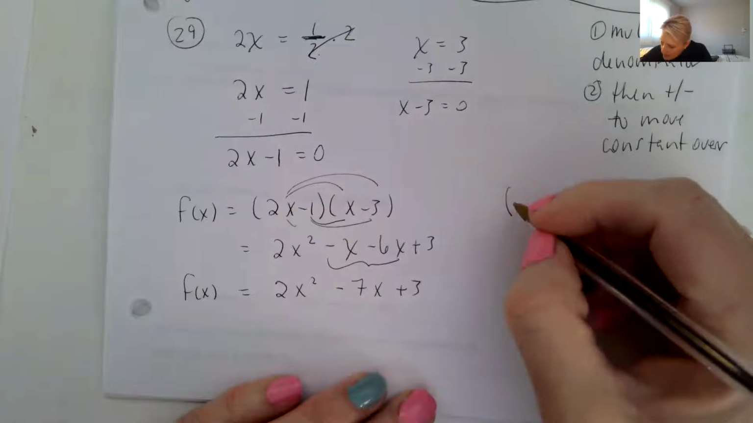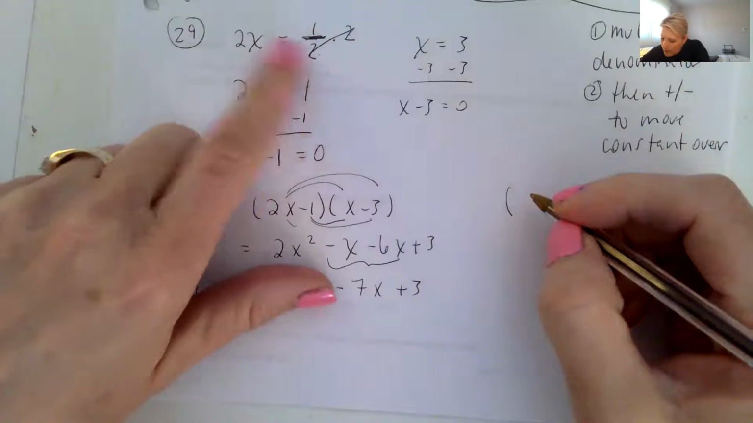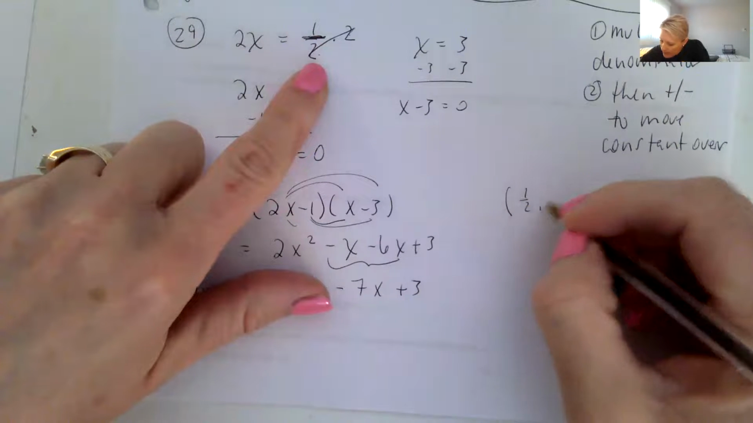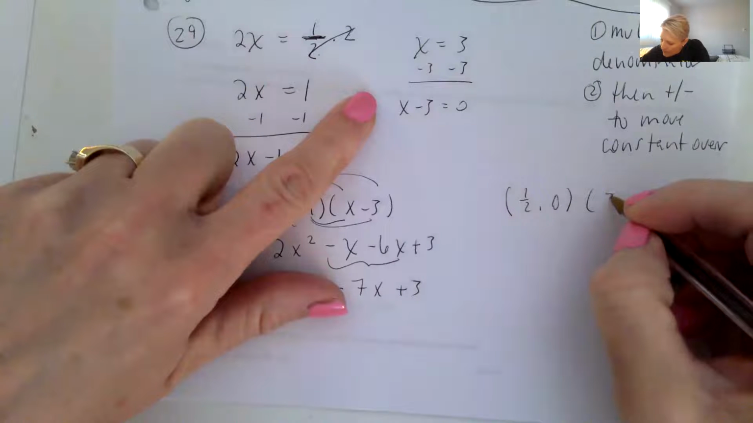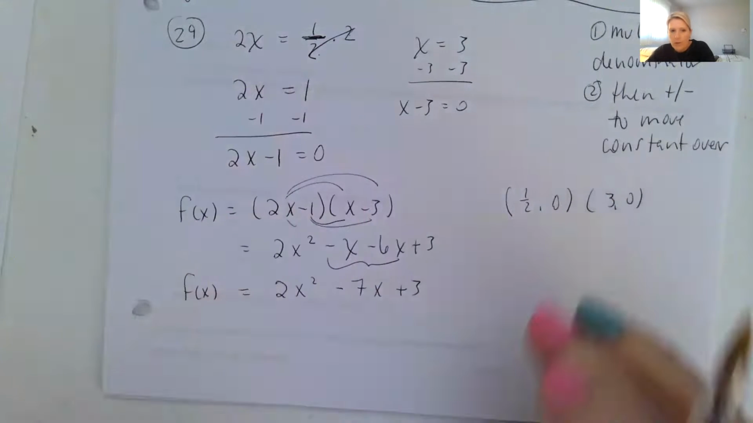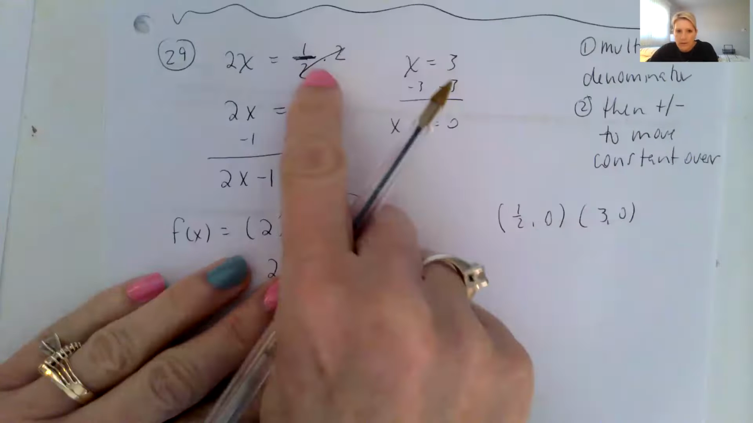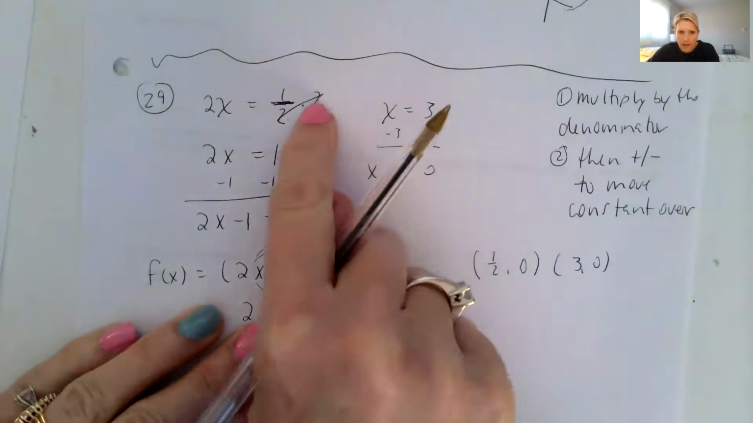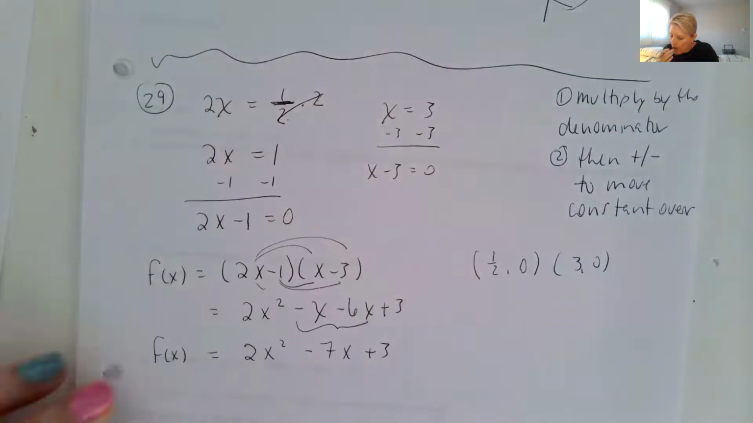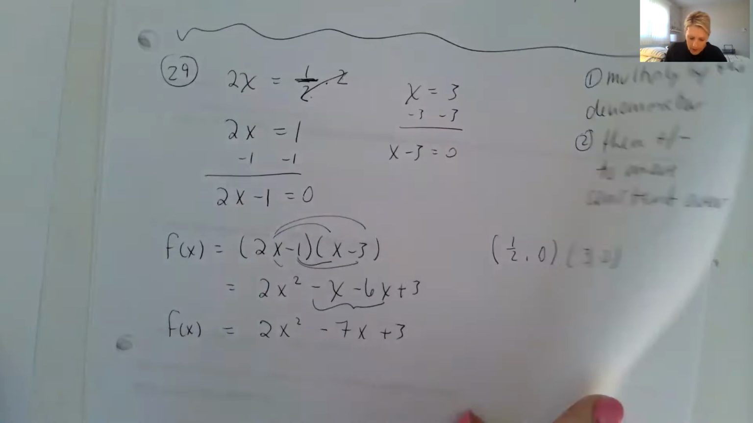So our x-intercepts would indeed be at 1/2, 0 and 3, 0. But the way we build our function is we have to multiply both sides by that denominator and then move the 1 over. So we're going to get practice doing another one.